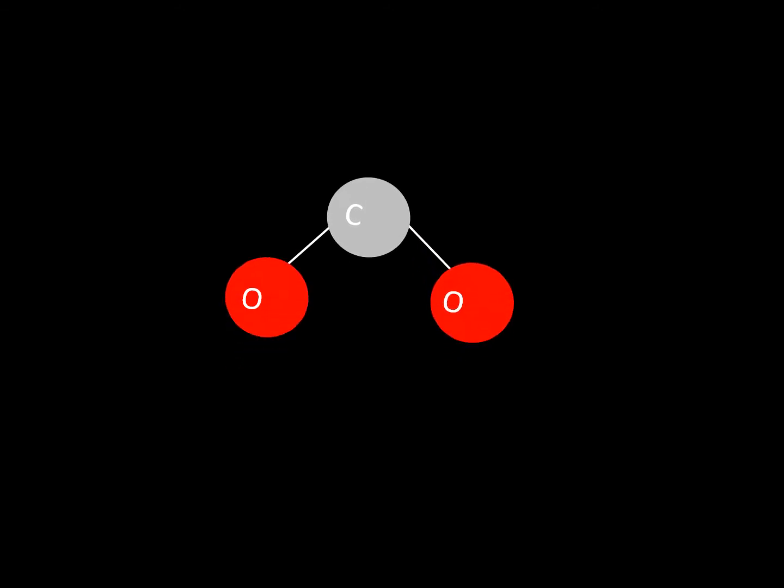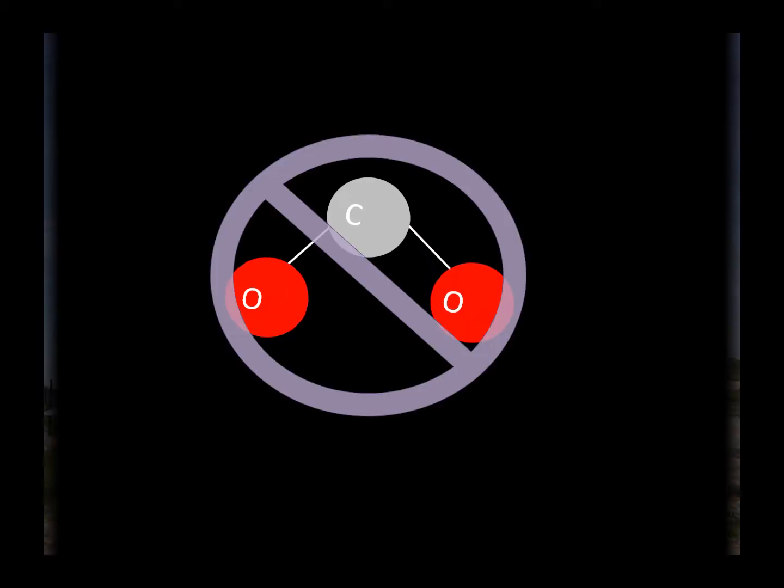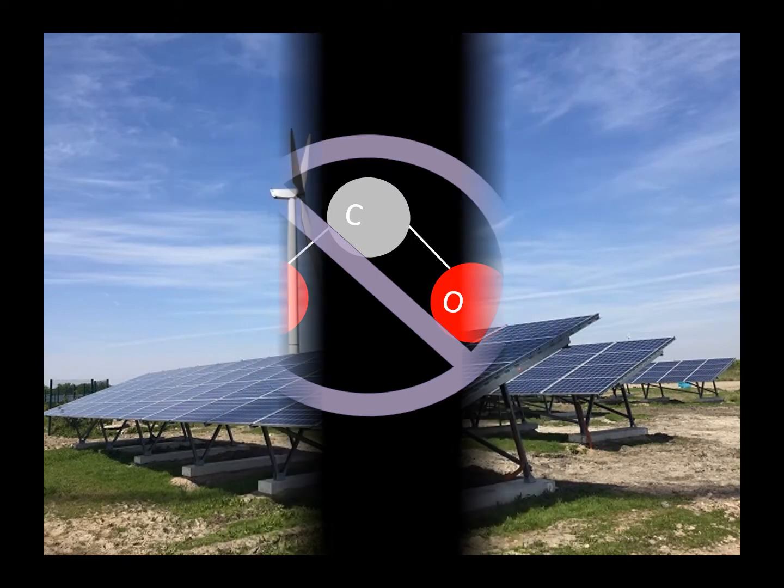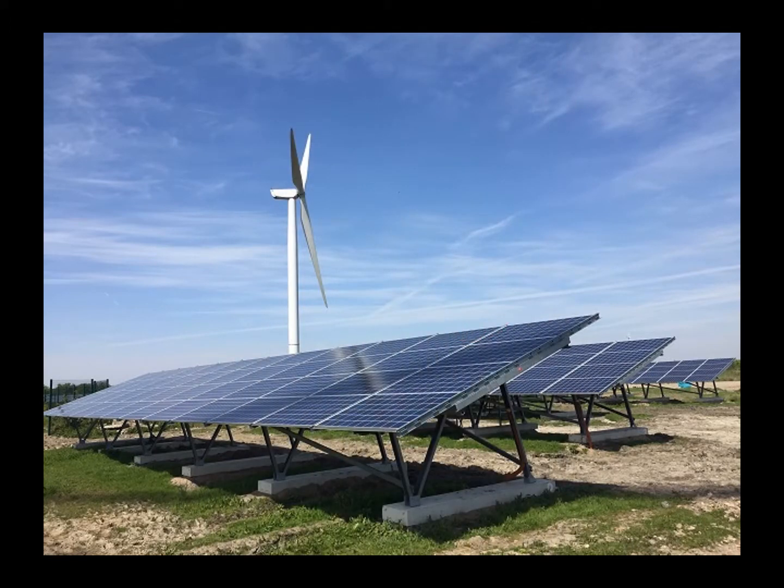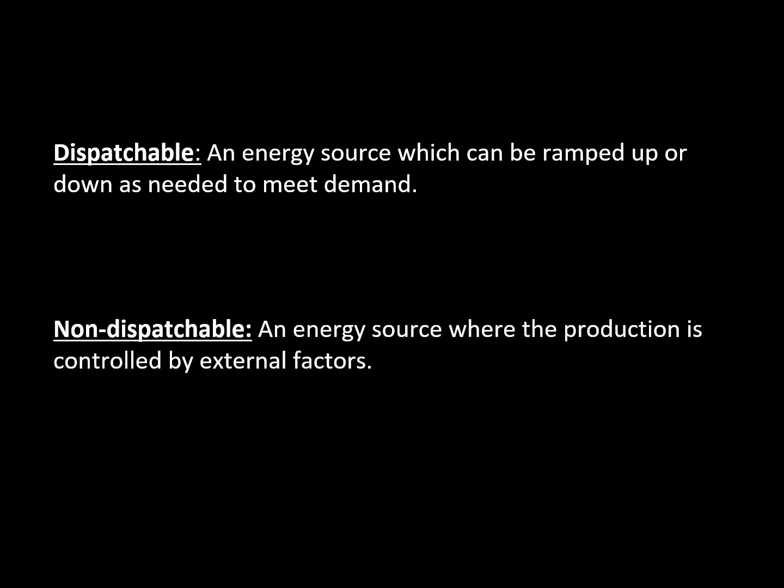So what can we do to reduce future emissions? Part of the answer is to transition to an energy system made up of renewable generators. But before we go any further, let me introduce some energy terminology. Dispatchable: an energy resource which can be ramped up or down as needed to meet demand. Non-dispatchable: an energy source where the production is controlled by external factors.